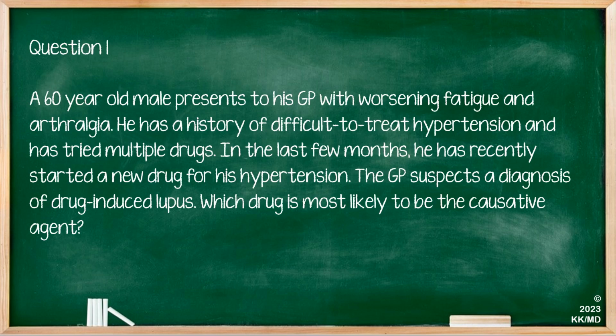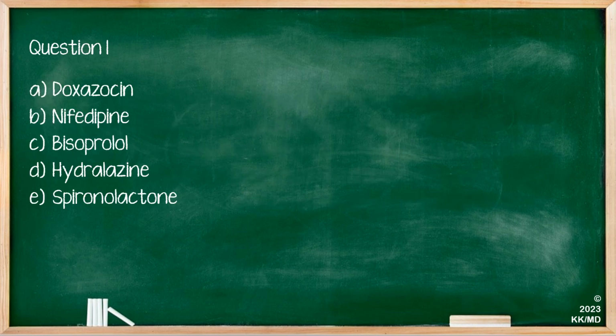So now let's do some questions. A 60-year-old male presents to his GP with worsening fatigue and arthralgia. He has a history of difficult to treat hypertension and has tried multiple drugs. In the last few months, he has recently started a new drug for his hypertension. The GP suspects a diagnosis of drug-induced lupus. Which drug is most likely to be the causative agent? Your options are A, doxazosin, B, nifedipine, C, bisoprolol, D, hydralazine, E, spironolactone.